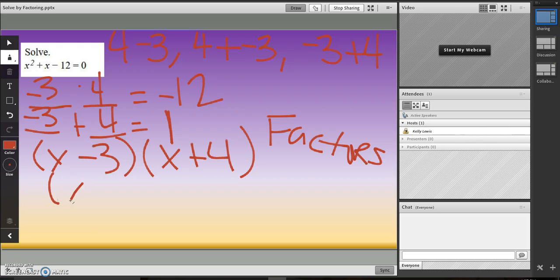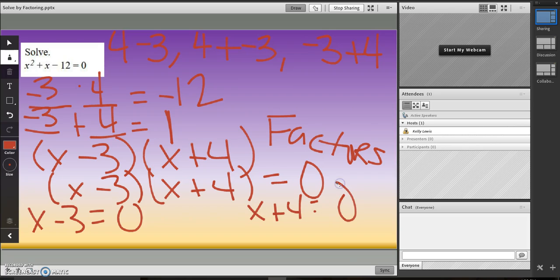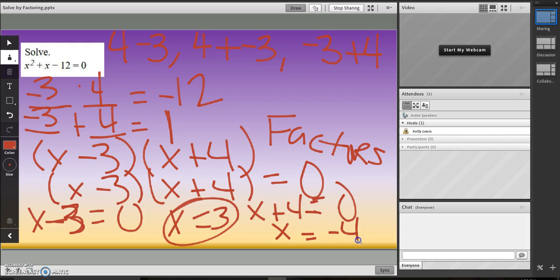But we need the solutions. We need to solve it. So we're going to set the factors equal to 0. So we get x minus 3 equals 0, x plus 4 equals 0. So over here, it's being subtracted. So the opposite of subtraction is add. So I'm going to add 3 to both sides, and I get positive 3. And over here, the 4 is being added. So the opposite of addition is subtraction. Okay, so I get negative 4.